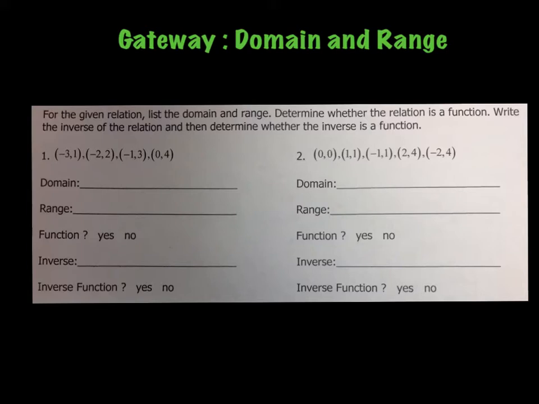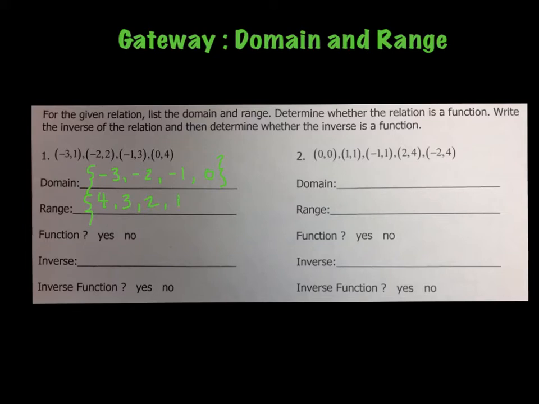Remember, domain is the list of all x values, and range is the list of all y values. So if I'm going to do the domain here, I only have 3 ordered pairs. So I'm going to use a list in a curly bracket. I have smallest to largest. I have a -3, a -2 as an x, a -1, and a 0. My range are the list of my y's, which would be 4, 3, 2, and 1.